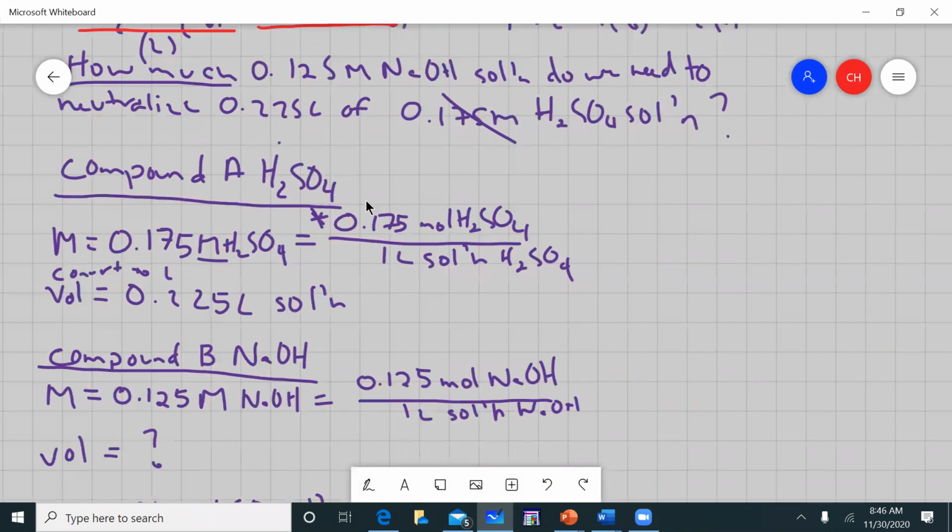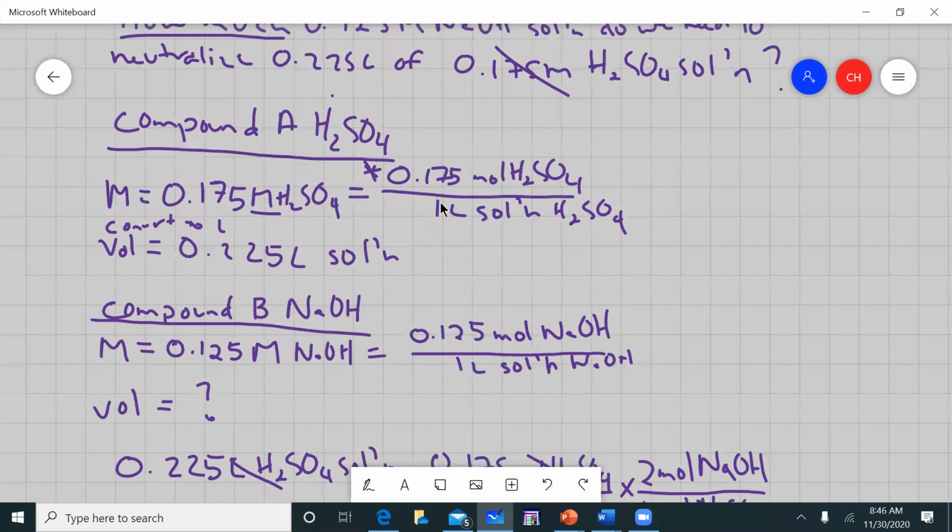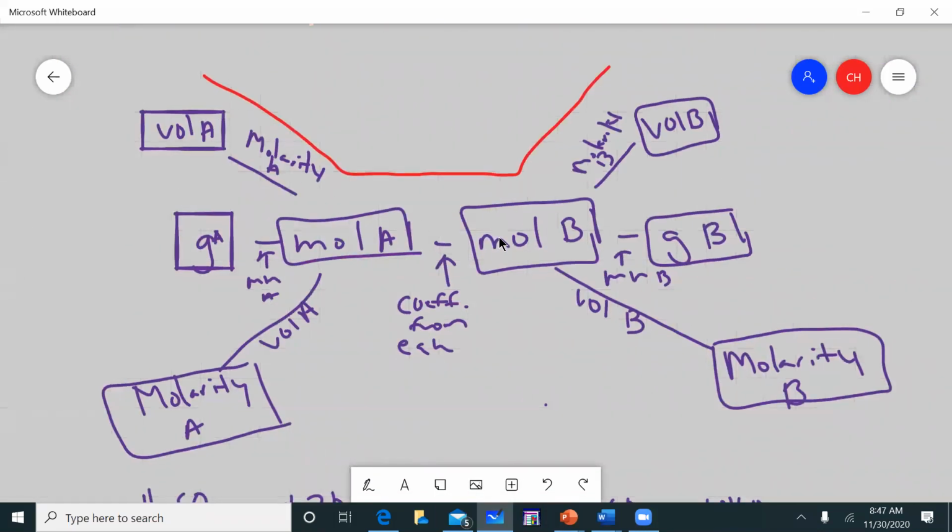So let's go ahead and put that into our dimensional analysis here. On the bottom, I'm going to put the 1 mole of H2SO4 because I want to get out of my initial compound, my compound A. I want to get into my compound B, or the NaOH. Well, we get 2 moles of NaOH for every 1 mole of this H2SO4. So the moles of H2SO4 will cancel, and we're in moles of compound B, or the NaOH. So we've gone from here to here. We're now here. The last step is to get the volume of B.